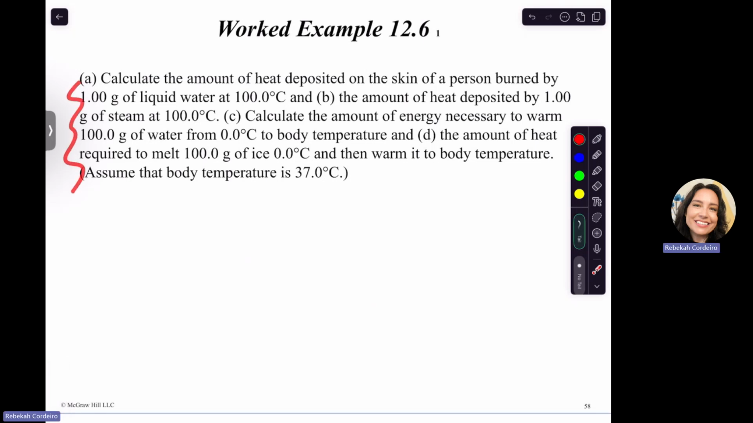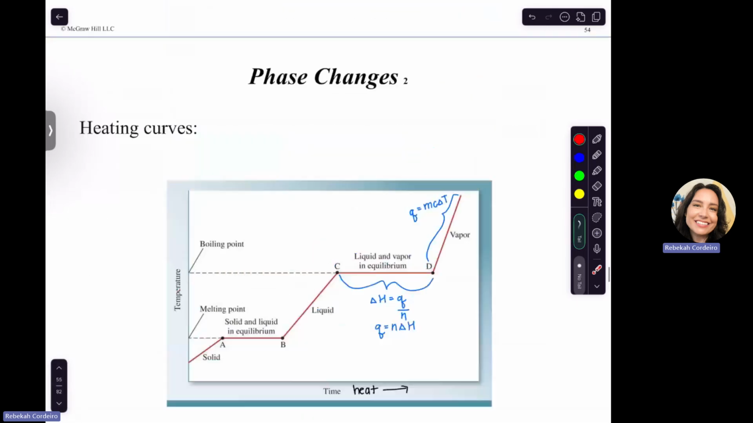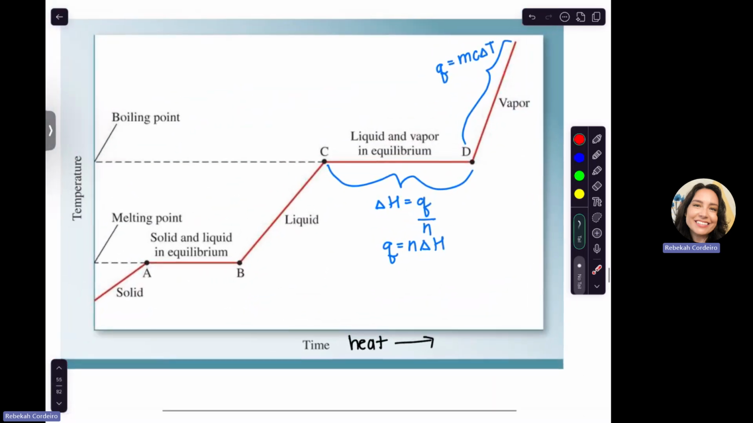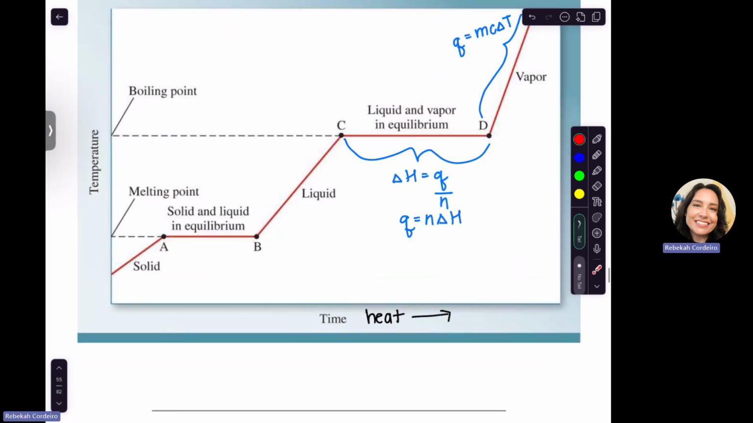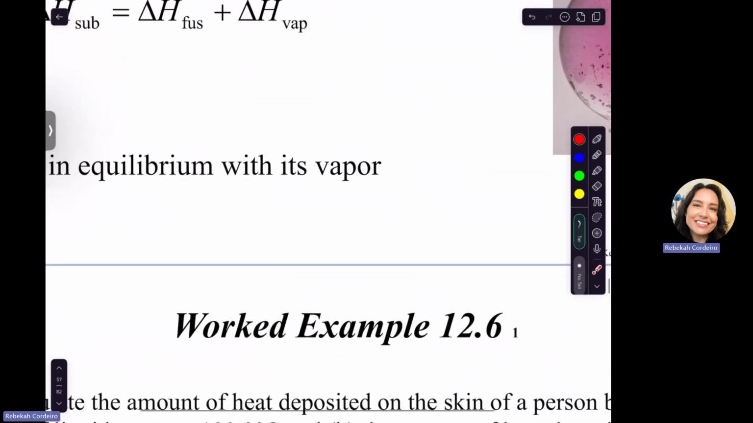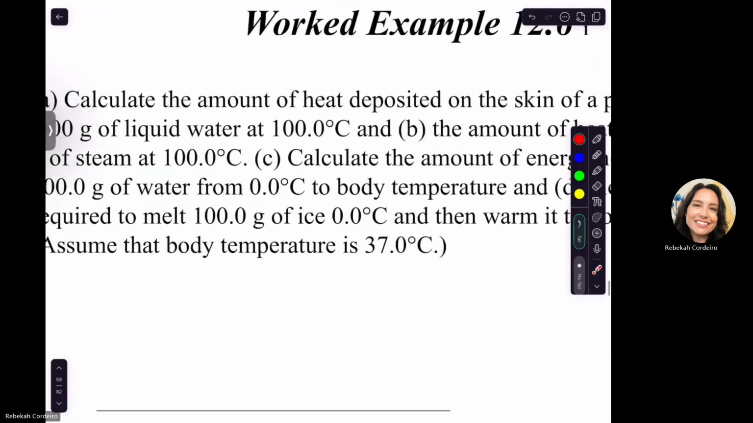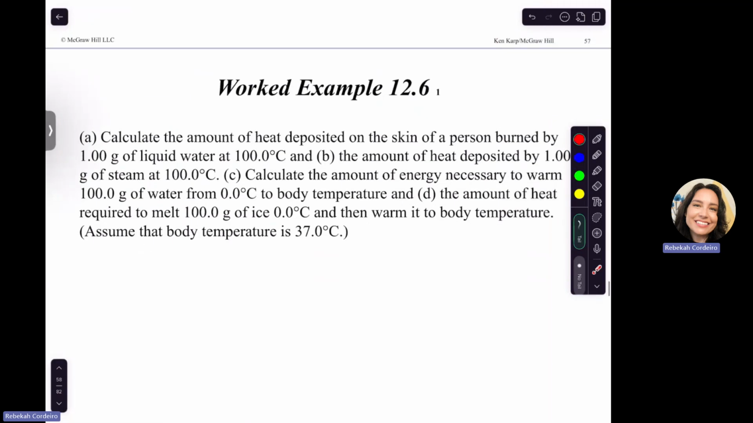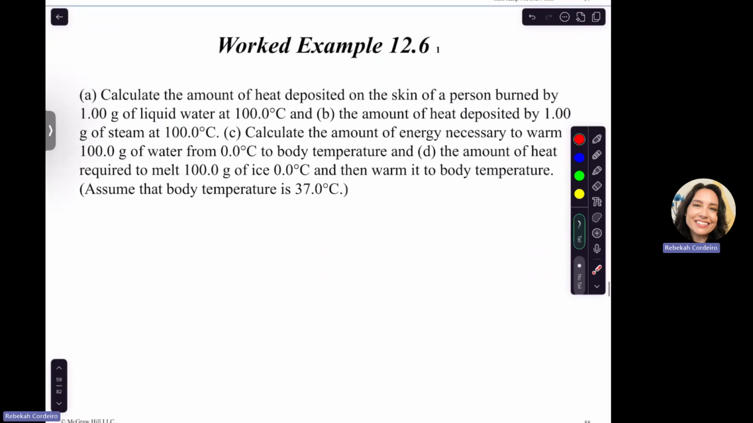Go through it and think about what formulas you need to use for each part. You can use this table or this graph here to help you visualize what's going on and the formulas you'll need to use. So try that out. I'll take you back to the question, if my iPad will work. And then come back when you get stuck or if you think you have an answer.